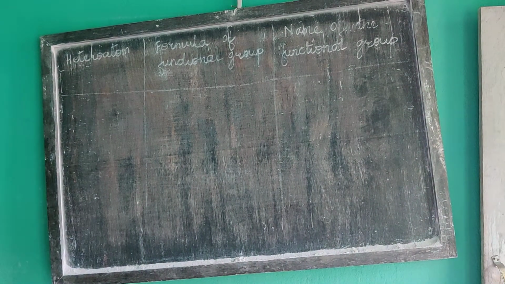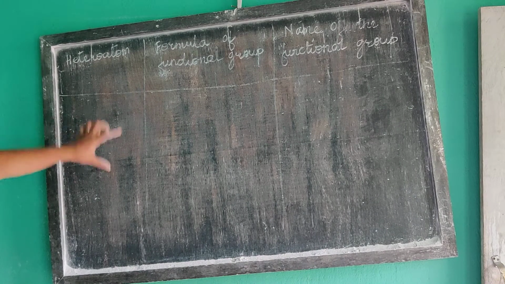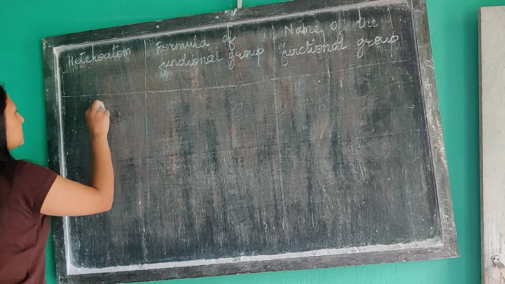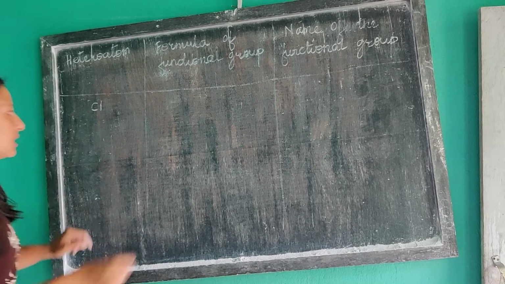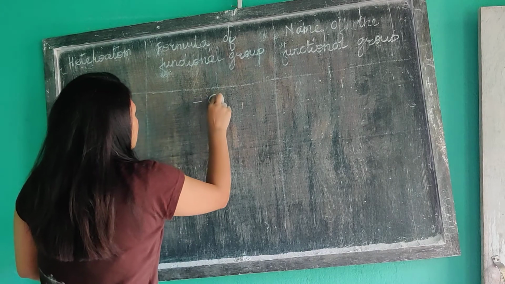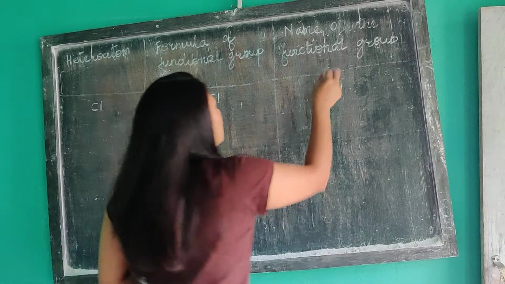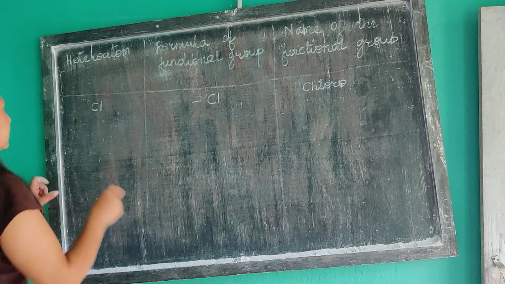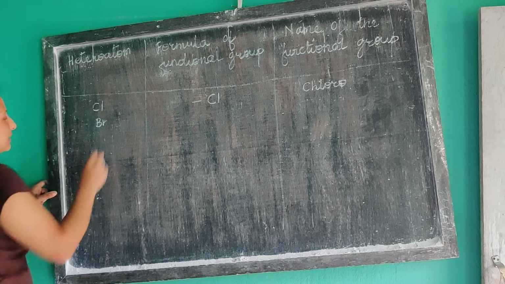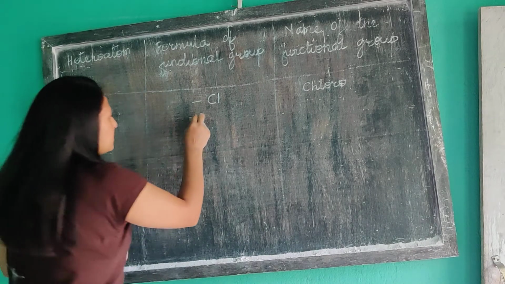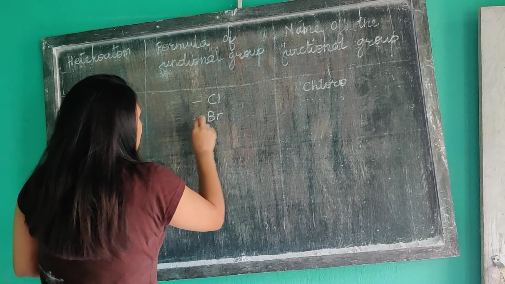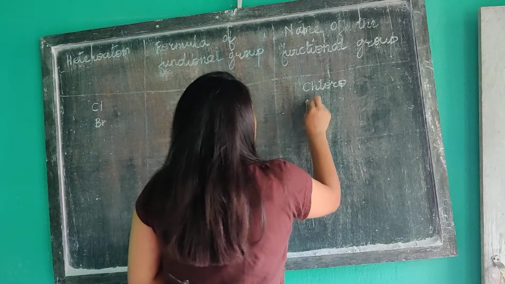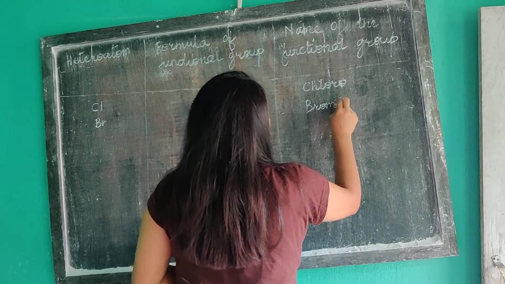Some important functional groups that are present in carbon compounds. First heteroatom that is present in the carbon compound is chlorine. So the formula is this, and the name of the functional group is chloro. Second heteroatom that can be present in carbon compounds is Br, that is bromine. The formula of the compound is Br and the name will be bromo.